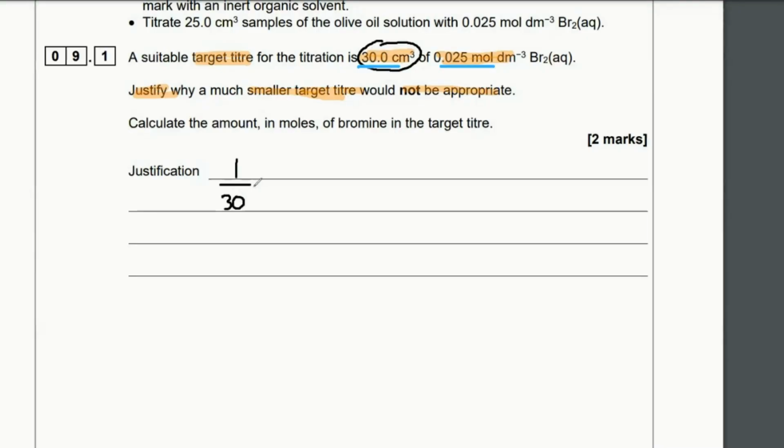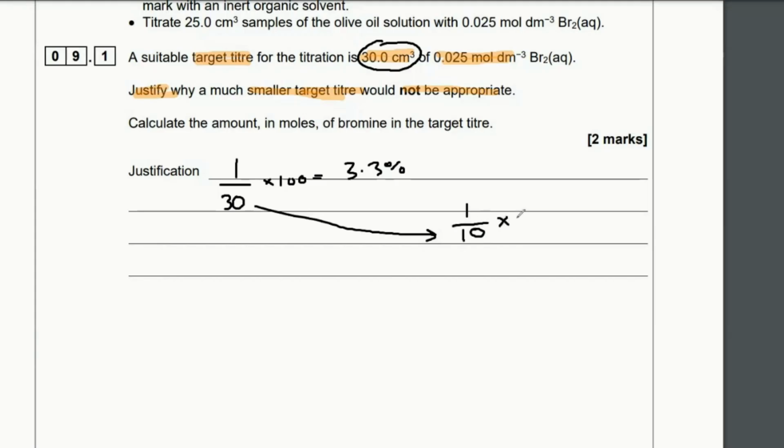So our target titer is 30 cm³. If we want to work out the percentage error, let's say the error is 1. We're going to do 1 over 30 times 100. And that's going to give us a percentage error of roughly 3.3%. Let's just make that up. This is just for illustration purposes only.